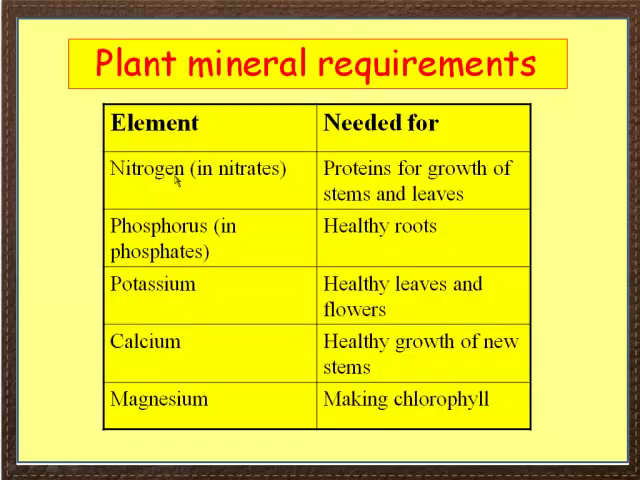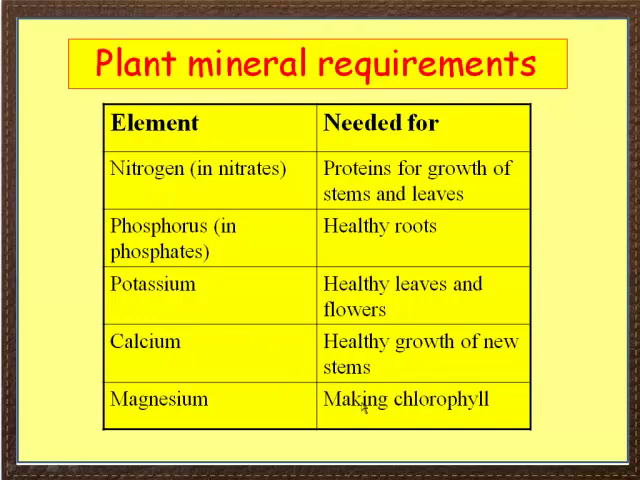So what does a plant need? Well, a plant will need nitrogen. Now this is taken in the form of nitrates, and this is needed for proteins, and proteins are needed for growth of stems and leaves. Phosphorus will be taken in the form of phosphates, and phosphorus is needed for healthy root growth. Potassium is needed for healthy leaves and flowers. Calcium is needed for healthy growth of new stems, and lastly magnesium is involved in making chlorophyll, as part of the chlorophyll molecule.